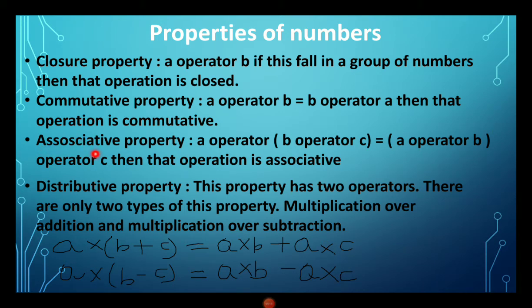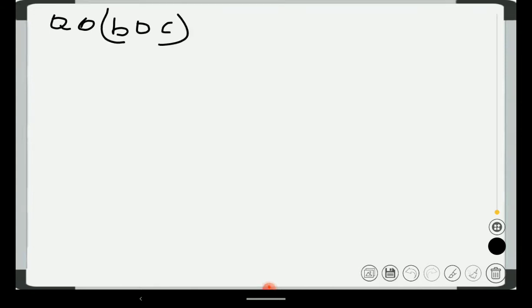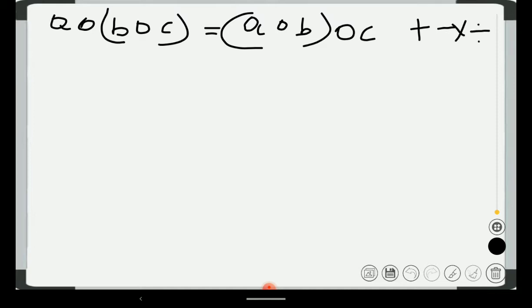Now, associative property. If A operator (B operator C) is equal to (A operator B) operator C, then the operation is associative. So let's look at this in detail. The operators are plus, minus, multiply and divide. Now let's check. Let's take three numbers.